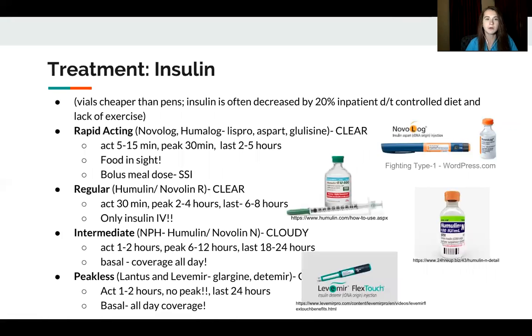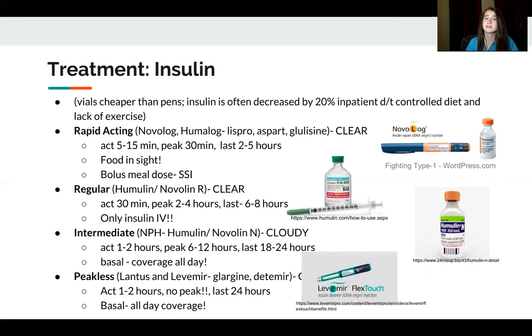All right, here we go into treatment with insulin. Vials are a lot cheaper than the insulin pens. They can get a vial and a needle of insulin for $25 at Walmart, whereas the insulin pens like Lantus and all that can get into the 100s for a box.